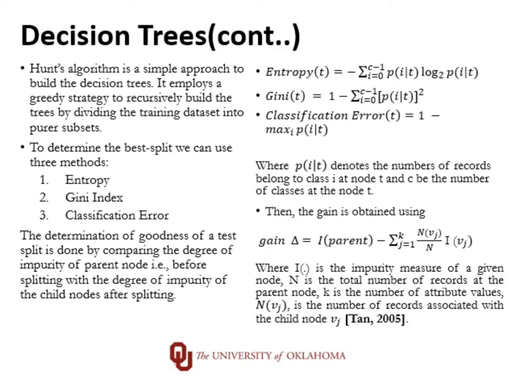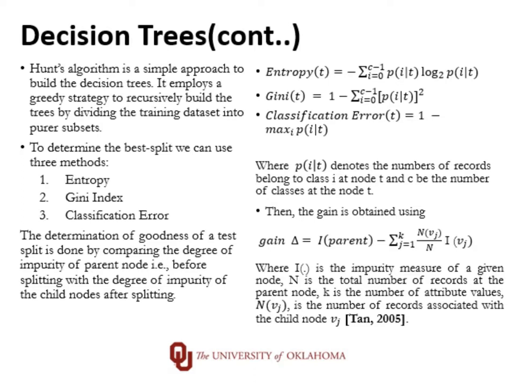If the records at the node belong to more than one class, an attribute test condition will be selected to partition the records into smaller subsets. A child node is created for each outcome of the test condition, and the records are distributed to the children based on their outcomes. This algorithm is then applied to all the child nodes until leaf nodes are obtained.